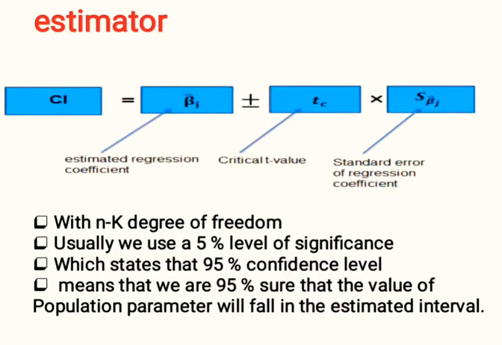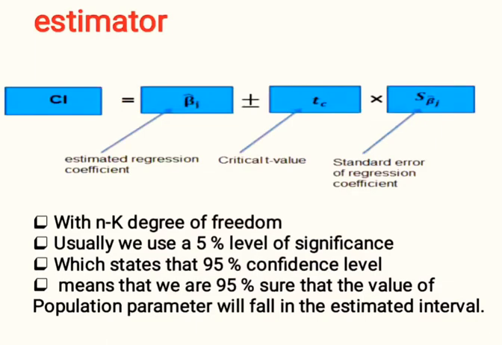See, there are three components of the confidence interval. The first one is beta 1 cap, the estimated regression coefficient through ordinary least squares, that is the point estimate of the population parameter. Then plus minus the critical value t alpha by 2. These values come from the table. And the third one is the standard error of beta 1 cap, the standard error of the regression coefficient.